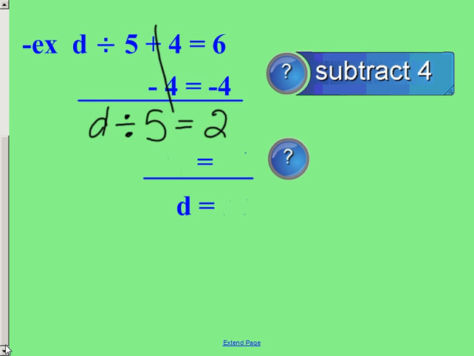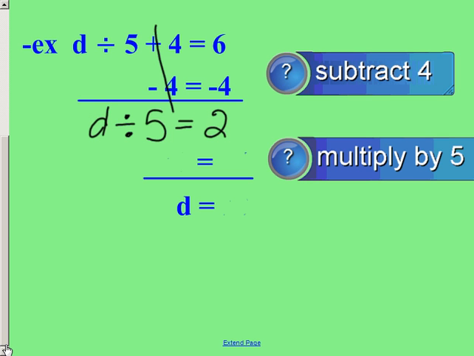Then I want to get rid of that divided by 5. So to get rid of the divided by 5, I'm going to multiply by 5 on each side of the equation. So the divided by 5 and times 5 cancel. 2 times 5 is 10, so we get d equals 10. And if you go back and check, that does in fact work in this equation so that both sides will be equal.